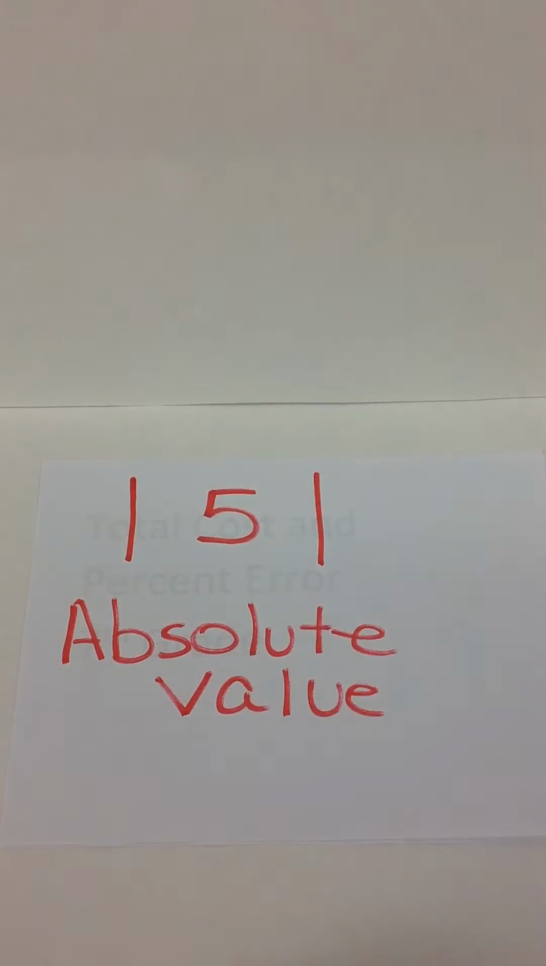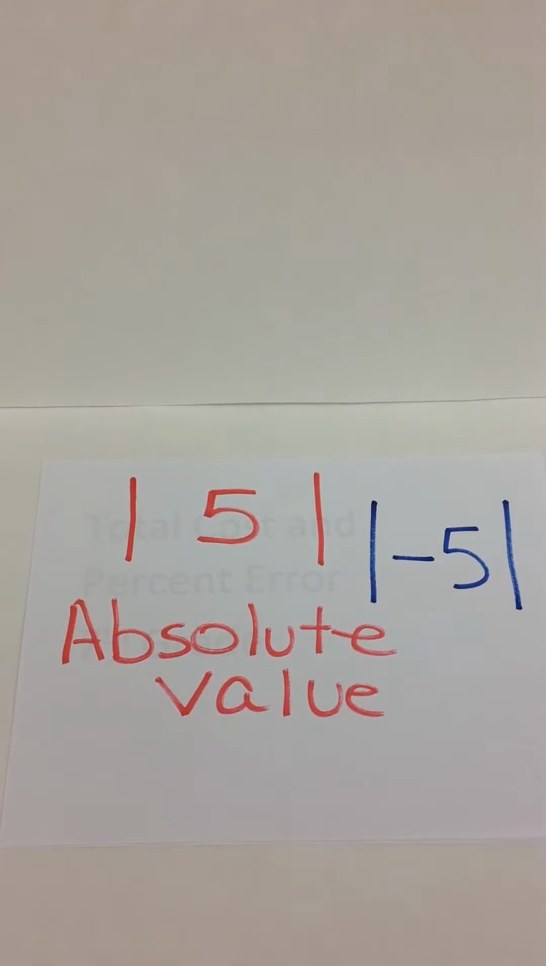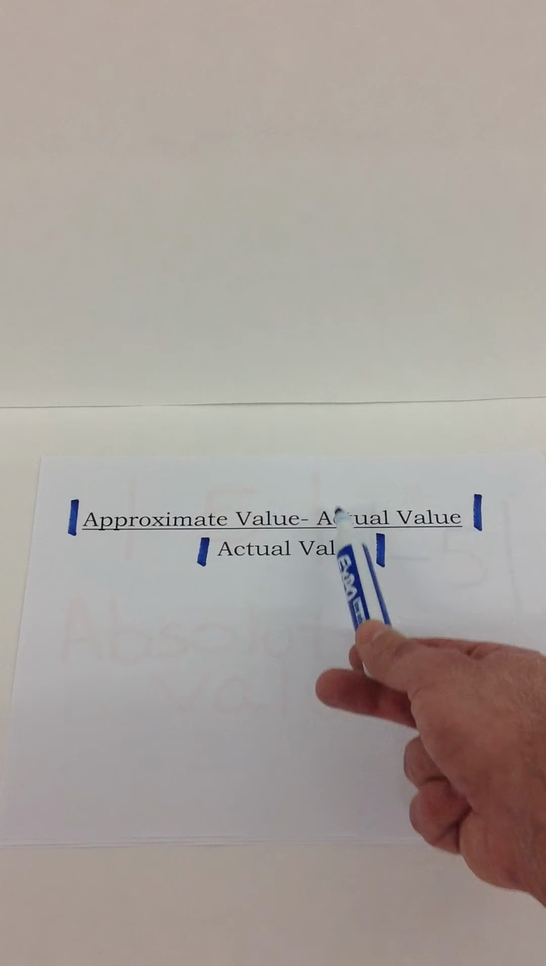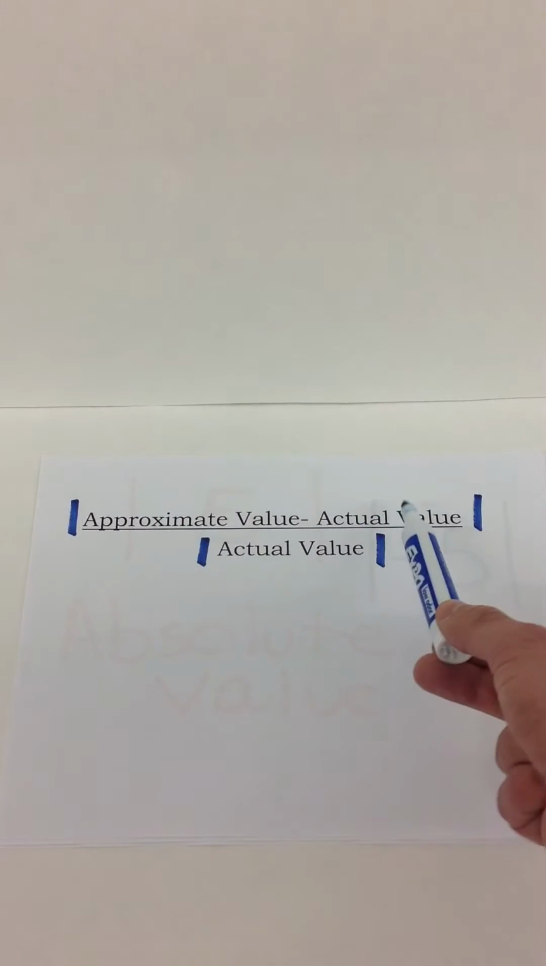For example, the absolute value of -5 is also 5 because it's 5 away from 0. So when we do percent error, this is the formula. We want to find the absolute value of the approximate value minus the actual value, divided by the actual value. The approximate value is the value that we're guessing or about, and the actual value is the exact value.